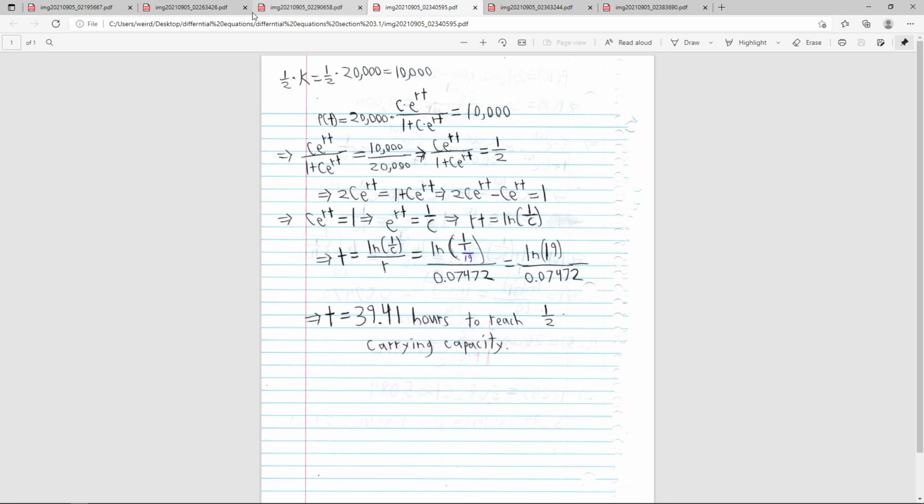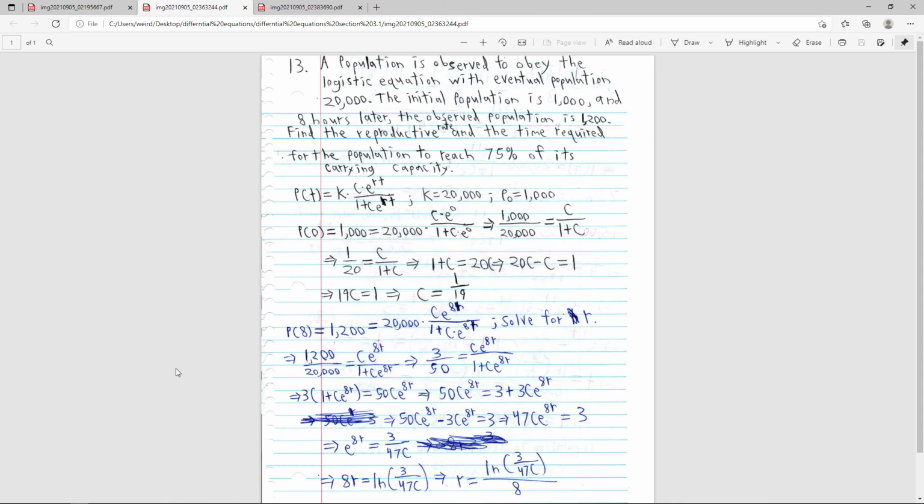So not too bad. And we have one other example that's good to look at. We have a logistic equation with eventual population 20,000, so again carrying capacity 20,000. The initial population is 1,000, and 8 hours later, the observed population is 1,200. So it didn't increase as dramatically as the last one. The reproductive rate will be a little bit different for this one. Find the reproductive rate and the time required for the population to reach 75% of its carrying capacity.